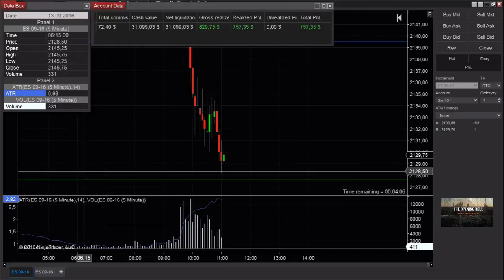the ATR of the first bar or the first few bars of the session. Normally the first bar ATR was roughly 0.9, so we look at a target of around 2.5 points from that level. So from 2,130 to 2,127.50. And we hit that price, but I didn't trade it.